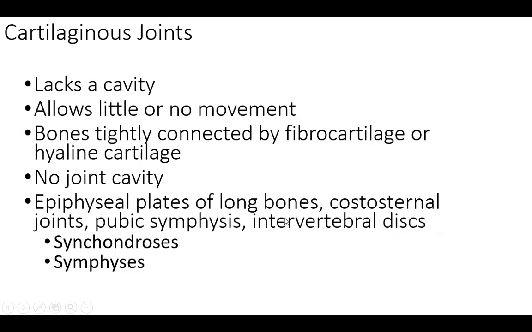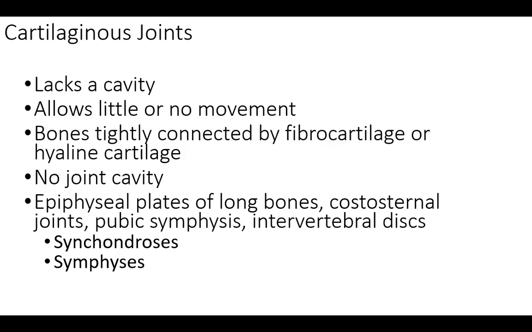Cartilaginous joints don't have any kind of cavity either. They have a little bit of motion here. The one we haven't mentioned are the epiphyseal plates in the long bones. We talked about the costosternal joints. They are cartilaginous. We have hyaline cartilage attached to the ribs. We have fibrocartilage for the pubic symphysis. We've got fibrocartilage for the intervertebral discs here. But the epiphyseal plates is something new.